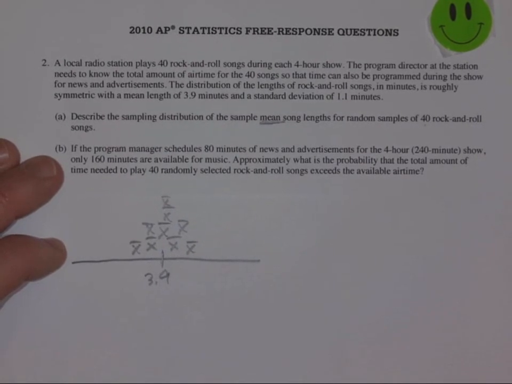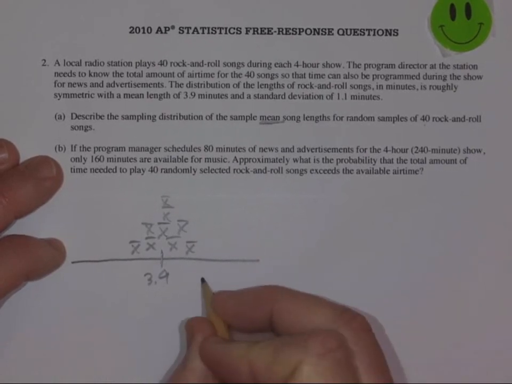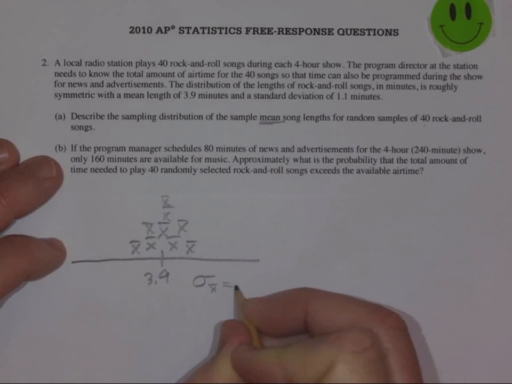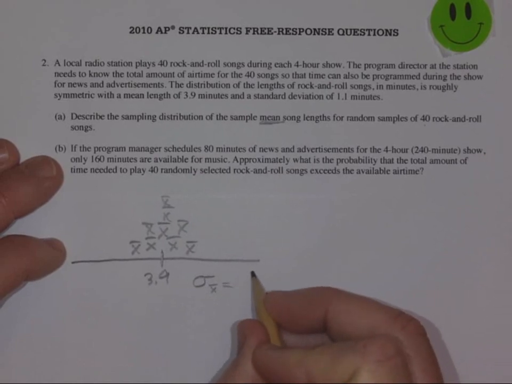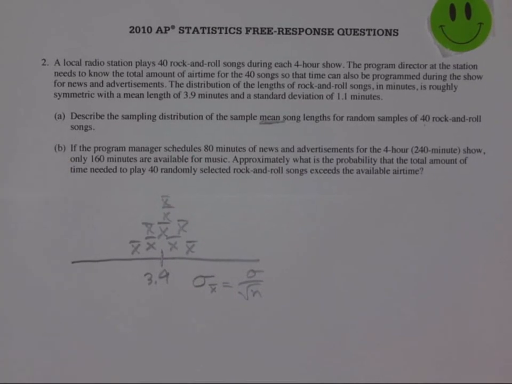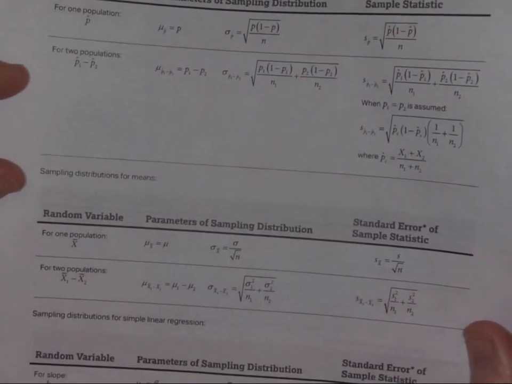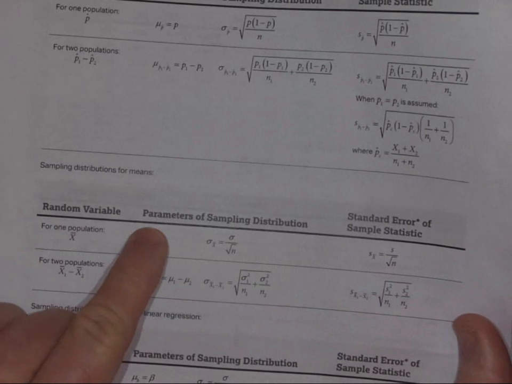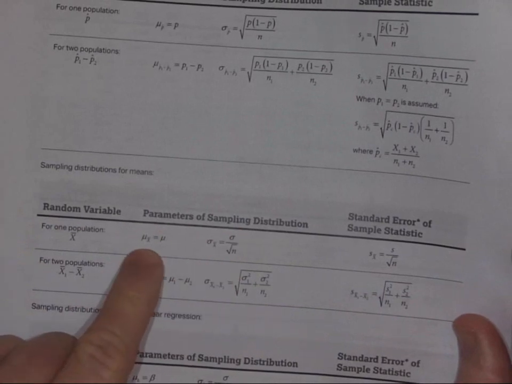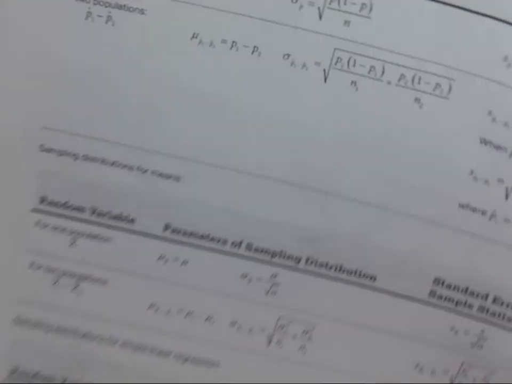And then how are they going to vary? There's going to be less variability. Whenever you average data like this, there's less variability going on. And so the standard deviation of these x bars is equal to sigma over the square root of n. By the way, on the second page of your formula sheet, down here for means, the sampling distribution, the mean of the x bars is equal to mu, and the standard deviation of the x bars is equal to sigma over the square root of n.